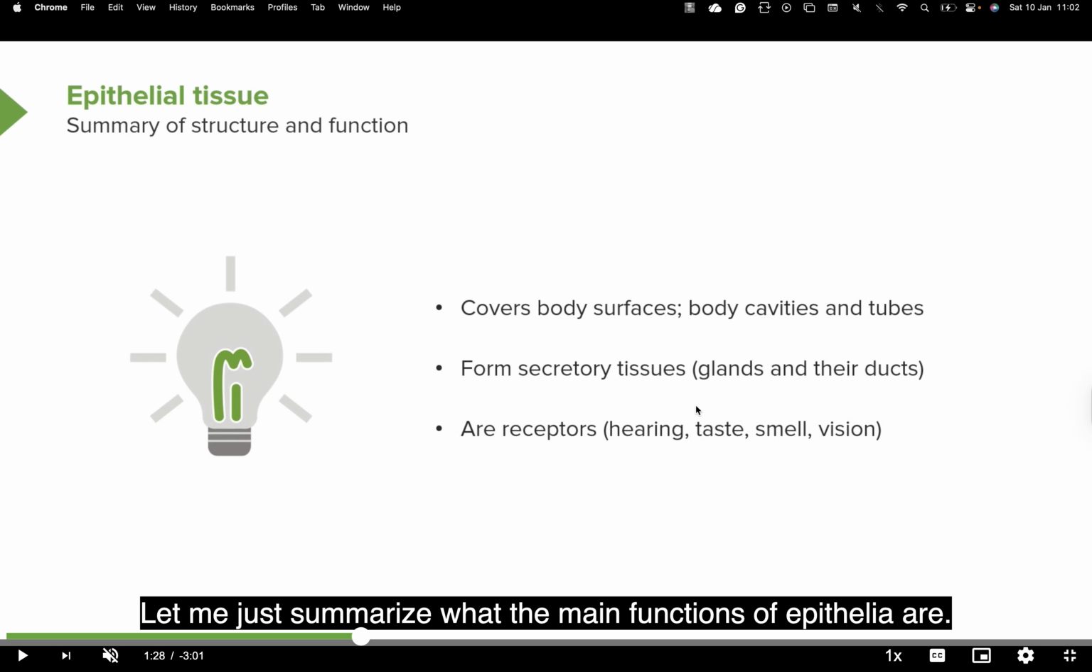Secretory tissues like glands and their ducts are derived from epithelial tissue. In the invagination of epithelium, the proximal part is differentiated to form ducts, whereas the distal part is differentiated to form glands. In general, there are different receptors which are also modifications of epithelium: in hearing, hair cells; in taste, gustatory cells; in smell, olfactory cells; and in vision, layers of rods and cones. All these are contributed by the epithelial cells.